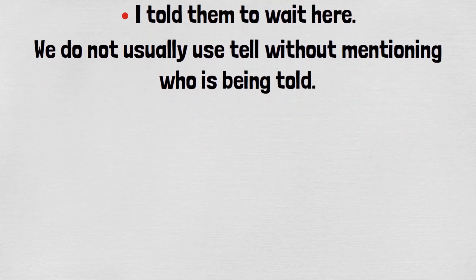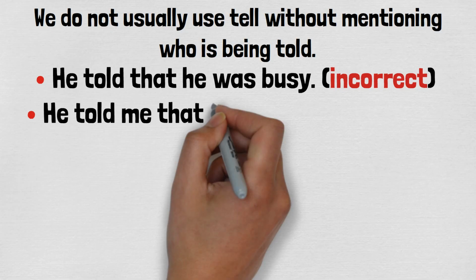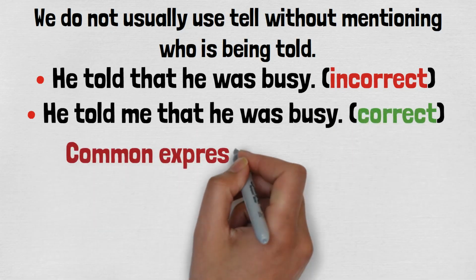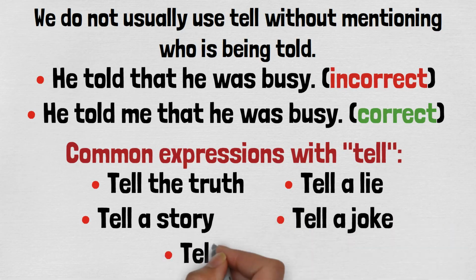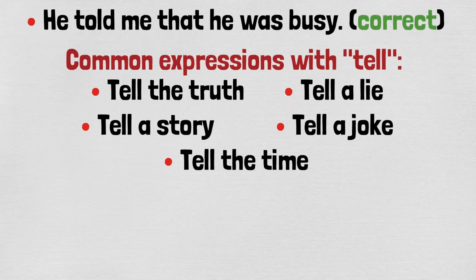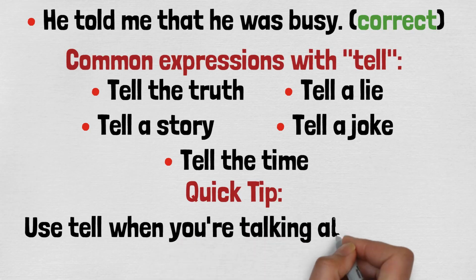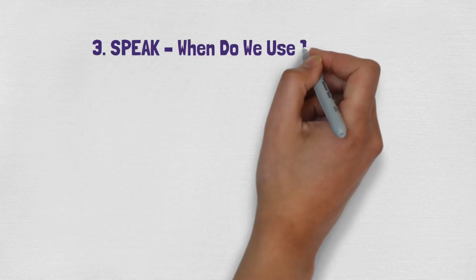We do not usually use tell without mentioning who is being told. He told that he was busy. Incorrect. He told me that he was busy. Correct. Common expressions with tell: tell the truth, tell a lie, tell a story, tell a joke, tell the time. Quick tip: use tell when you're talking about giving information to someone.